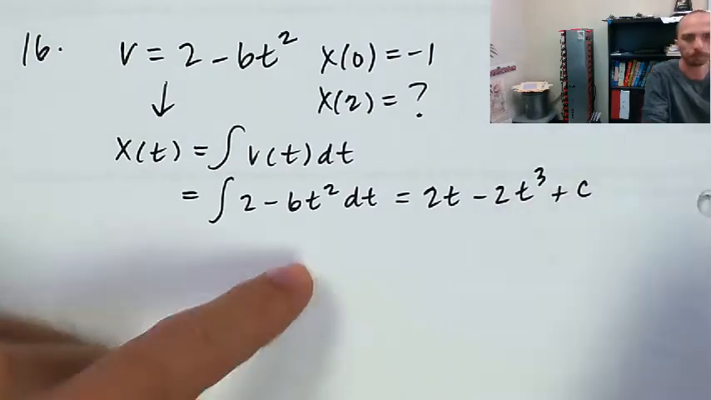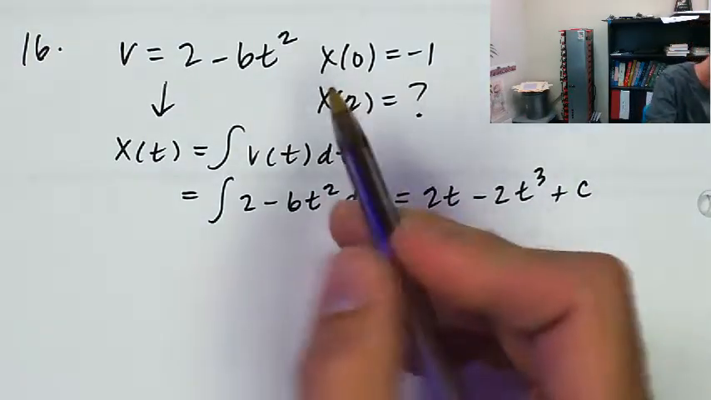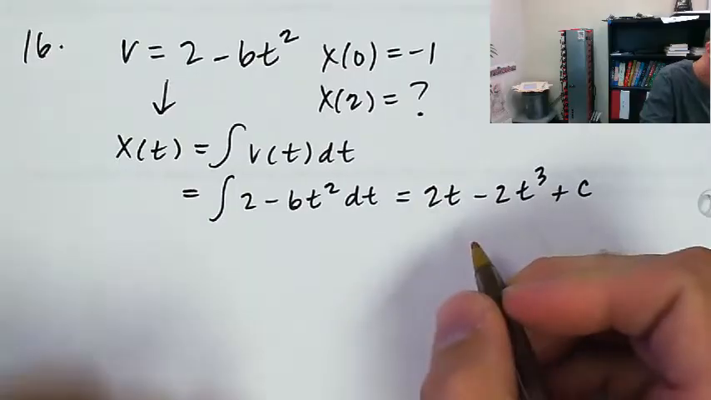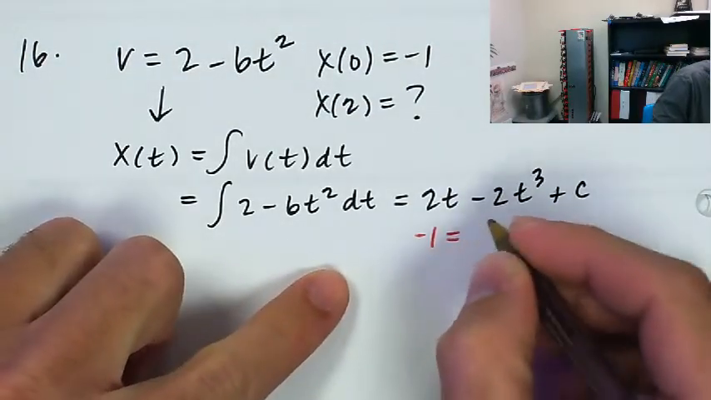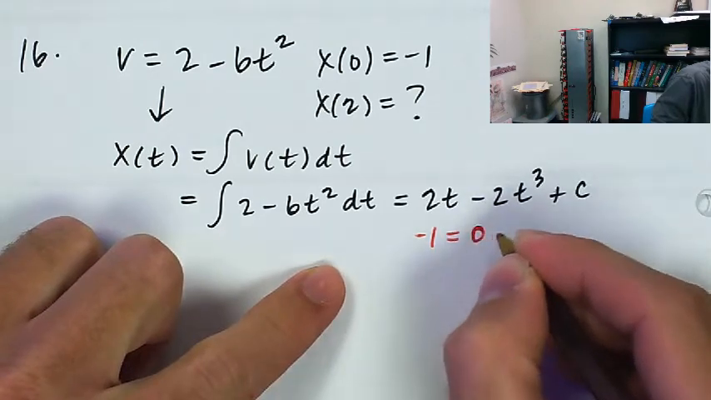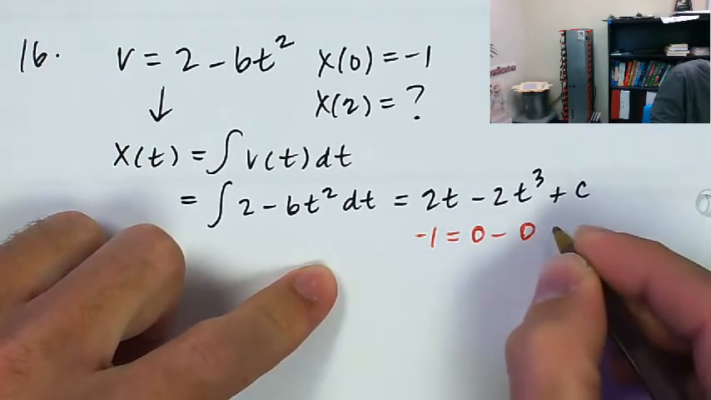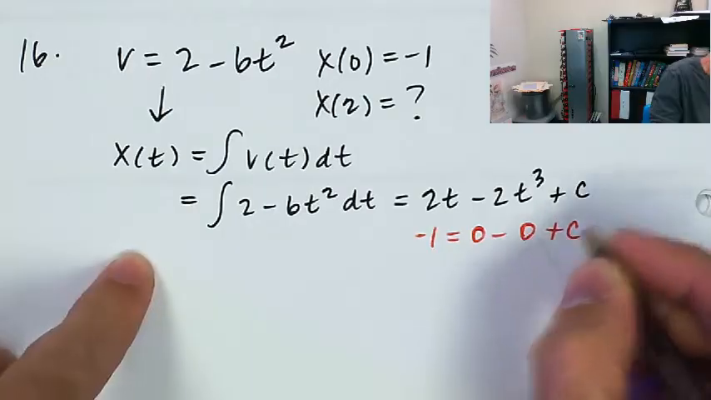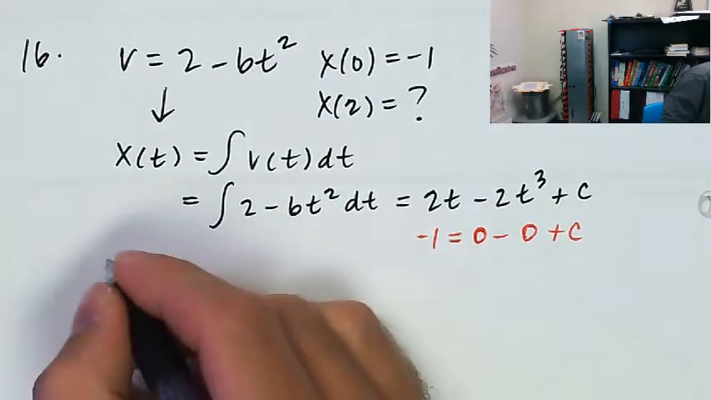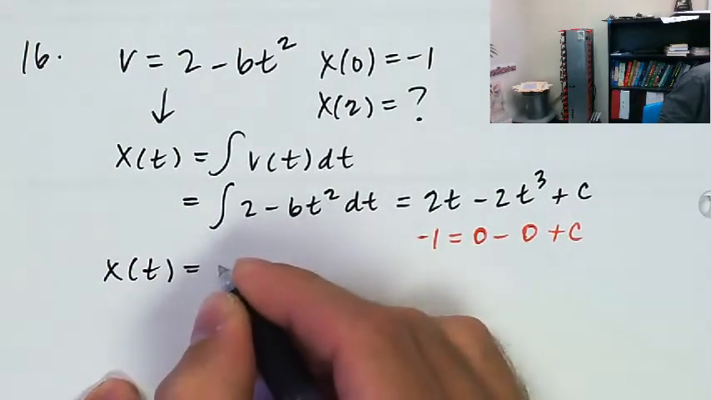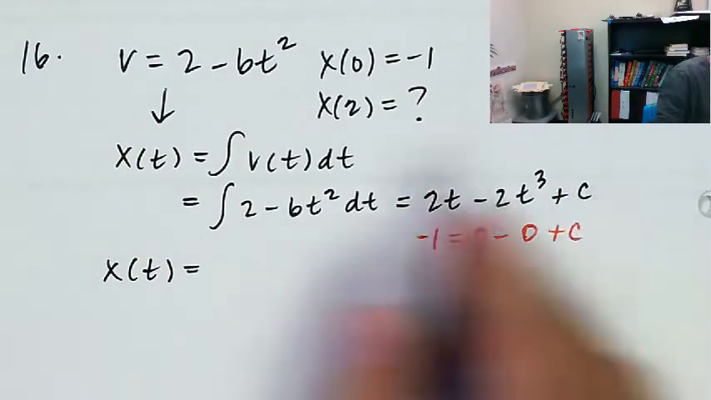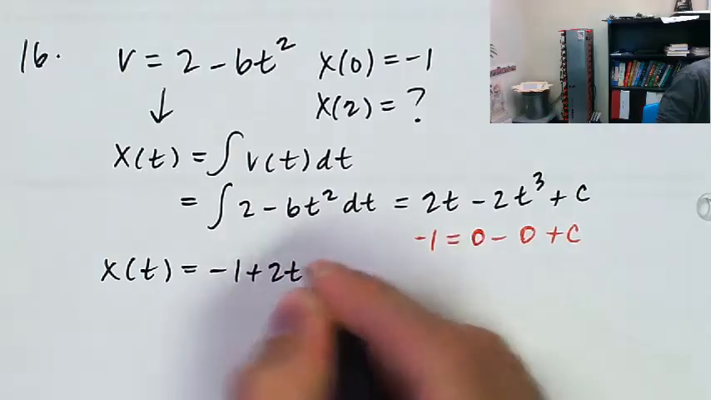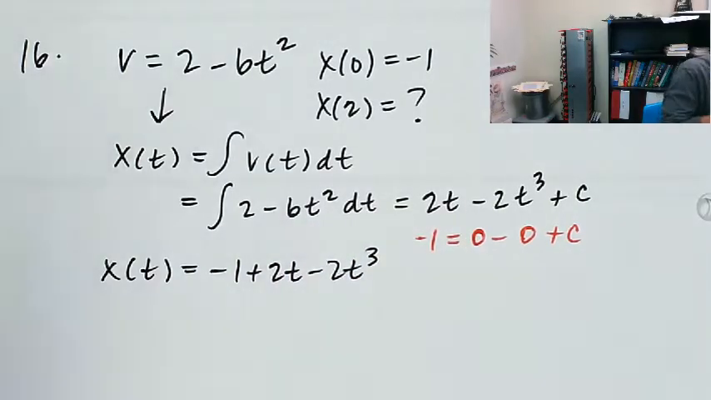And there's plus c. Maybe I'll switch the color up to find that c. Because x of 0 is negative 1, I'll have negative 1 equals 2 times 0 minus 2 times 0 to the third plus c, so c looks like negative 1. So now I know that x of t equals -1 plus 2t minus 2t to the 3.